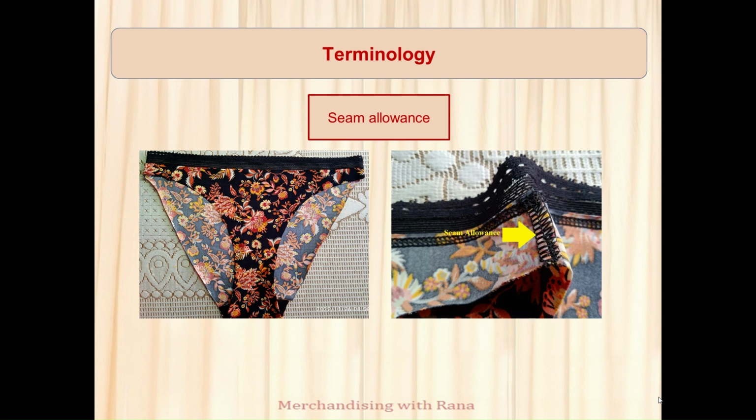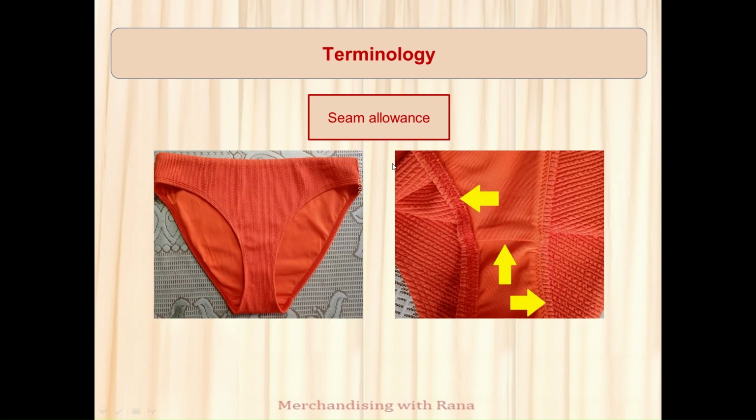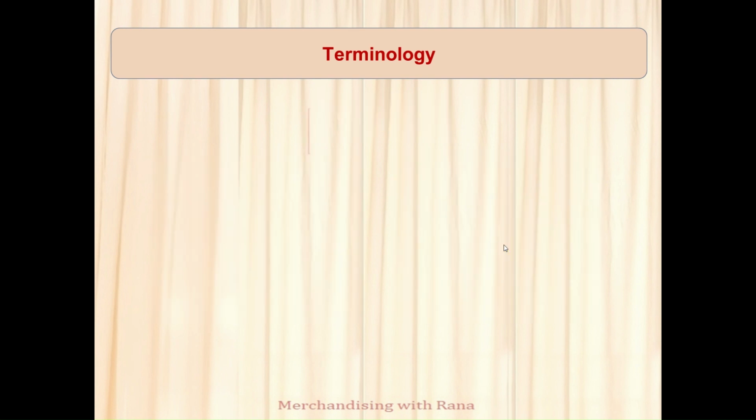Let me show you some examples. See, this is one panty or brief. Here, the side seam, I have zoomed and marked with a yellow arrow. So this portion is actually a seam allowance. Again, you can see here the hem binding. So this hem binding is also seam allowance. Also you can see here the join of two fabrics, and it is not shown from outside, but inside there is some small fabric. So this is actually seam allowance.